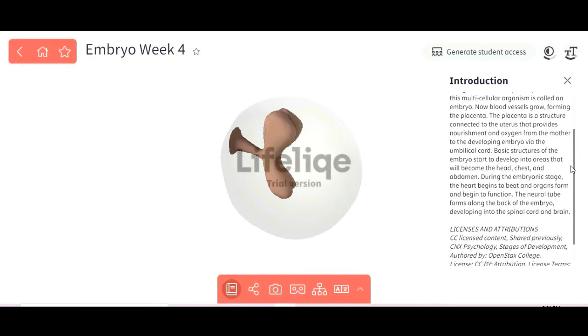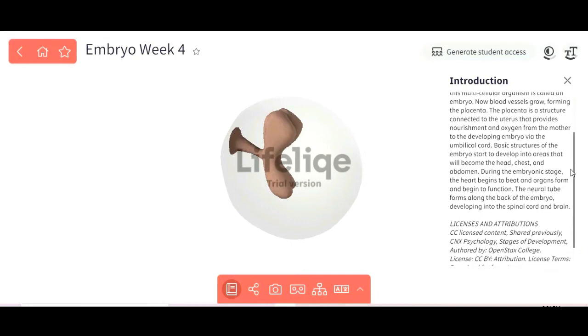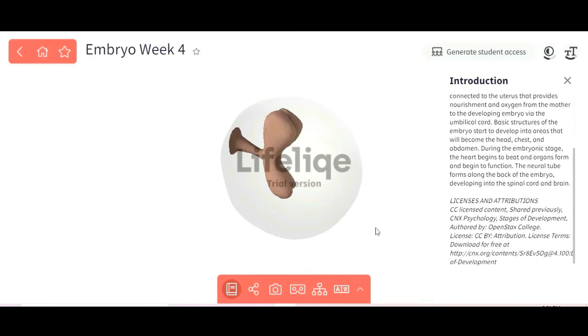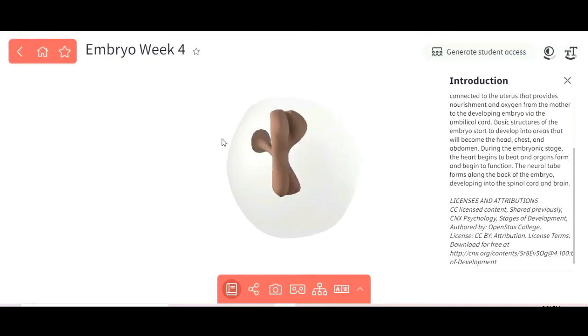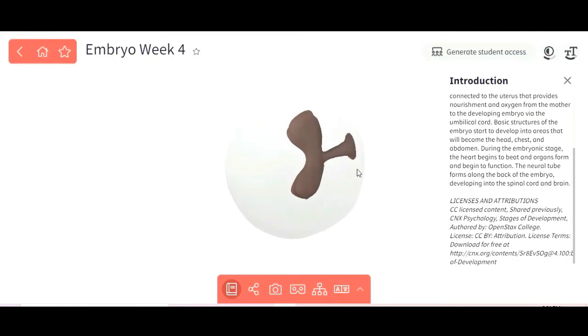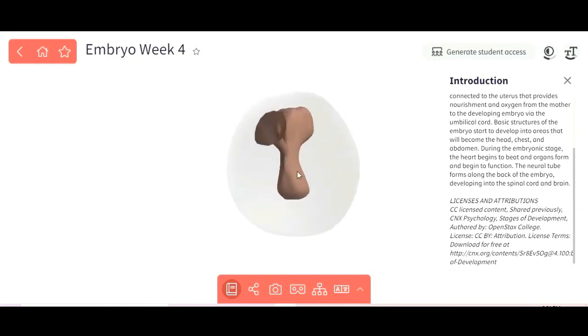Now, blood vessels grow, forming the placenta. The placenta is a structure connected to the uterus that provides nourishment and oxygen from the mother to the developing embryo via the umbilical cord. The basic structure of the embryo starts to develop into areas that will become the head, chest, and abdomen.